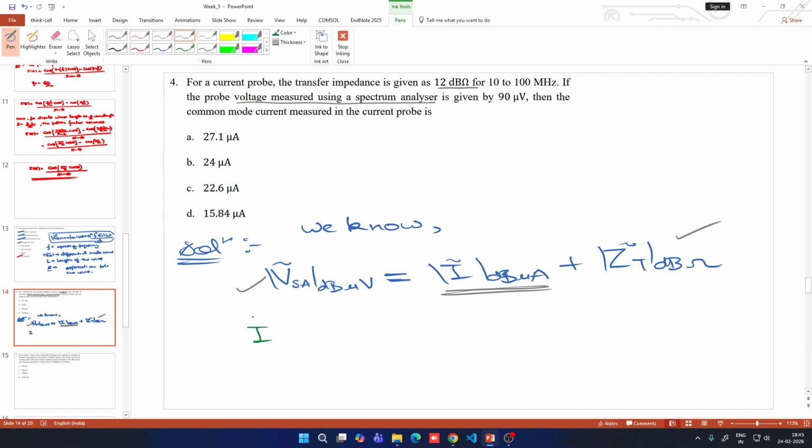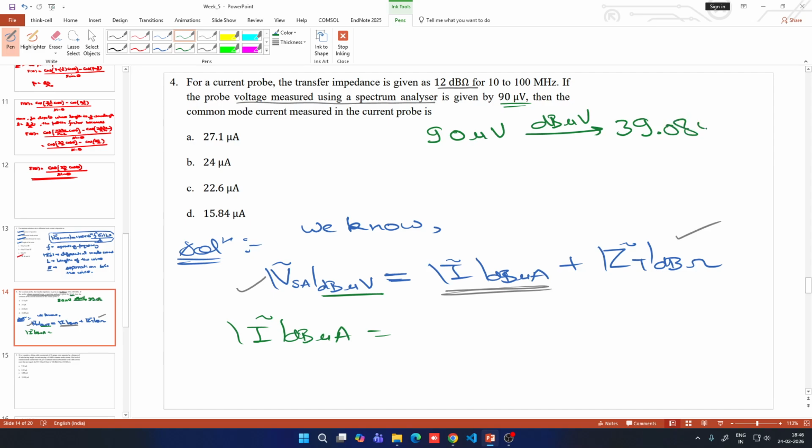So we can easily find now what this will be. dB microampere, it will be... So now one thing is there in the formula, we need it in dB microvolt, but in the problem the voltage measured is given as 90 microvolt. So if we convert it into dB microvolt, it will be 39.08949 dB microvolt.